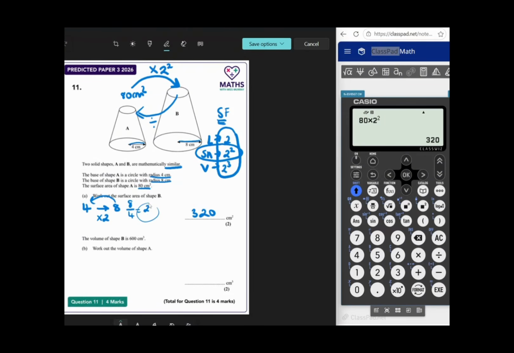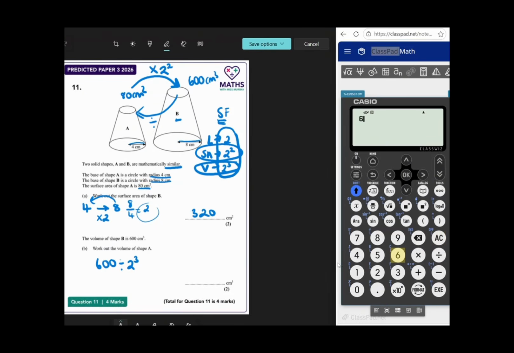correct. Okay, now we've been given the volume of B. So the volume of B is 600 centimetres cubed, and I've got to work backwards to find the volume of A. So when we're working backwards with scale factor, we don't times by the scale factor, we divide by the scale factor. So I'm going to do 600 divided by, now when it's volume, my scale factor is no longer 2, it's 2 cubed. So I divide by 2 cubed, not just 2 on its own.